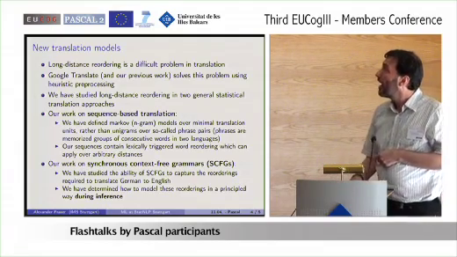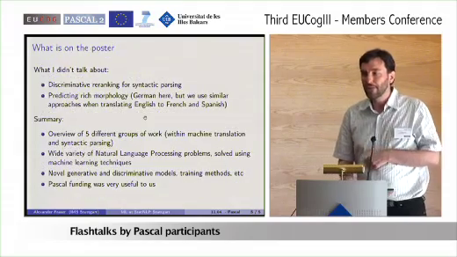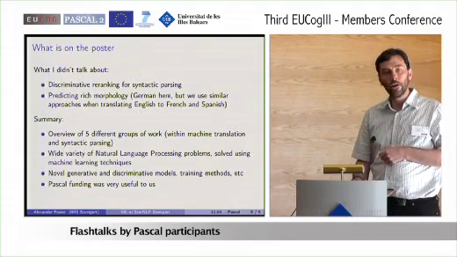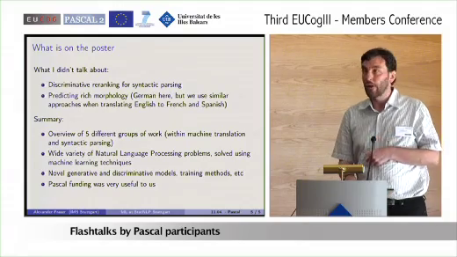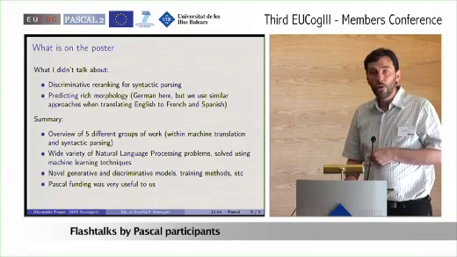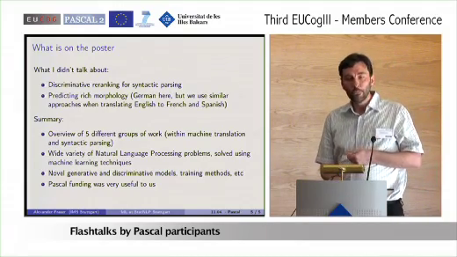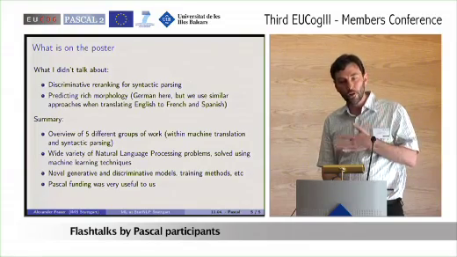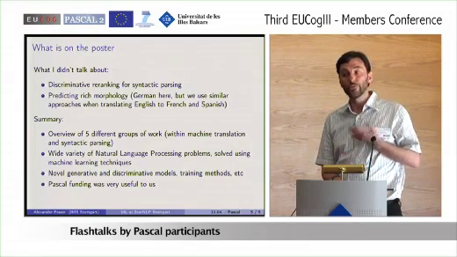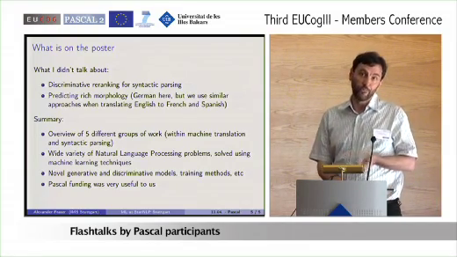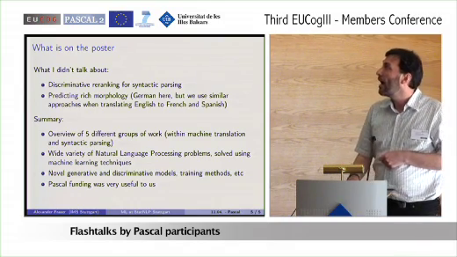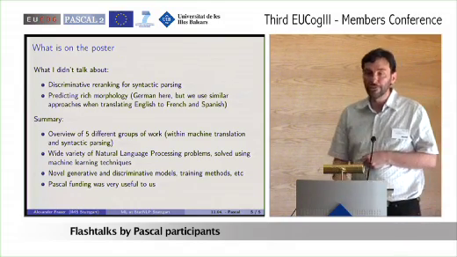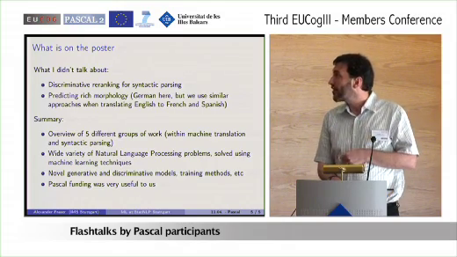Next. And so two other things that are on the slide that I didn't talk about. One is discriminative re-ranking for syntactic parsing, which is morphologically aware. And the other one is predicting the morphology of German when translating from English to German. This work is also applicable to French, Spanish, and hopefully in the future to Slavic languages, which are even richer in morphology. And so if you'd like to see some more details on this, please come and see our poster.